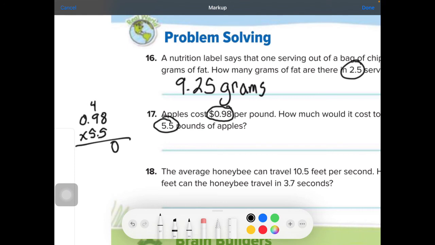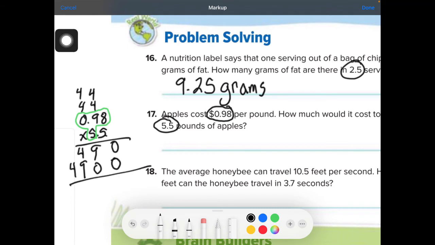5 times 8 is 40. 5 times 9 is 45, 46, 47, 48, 49. 5 times 0 is 0. Now drop the 4. Okay, now we're going to do this section. Put a placeholder there. 5 times 8 is 40. 5 times 9 is 45, 46, 47, 48, 49. 5 times 0 is 0. Drop the 4.